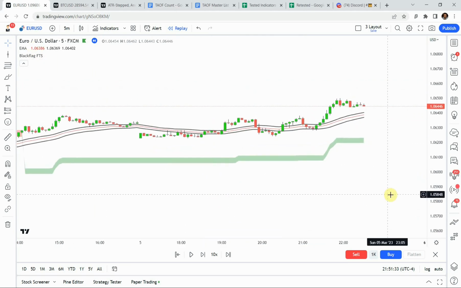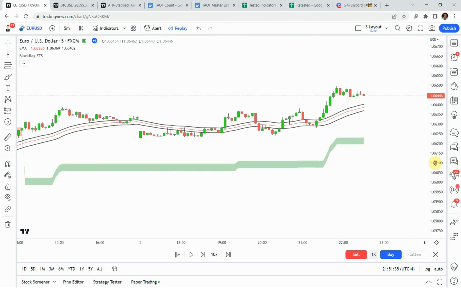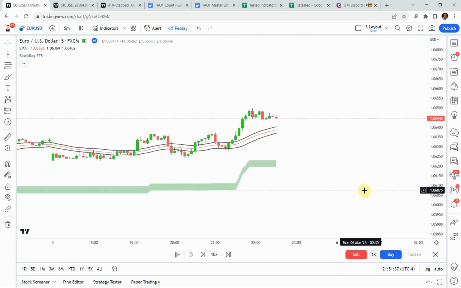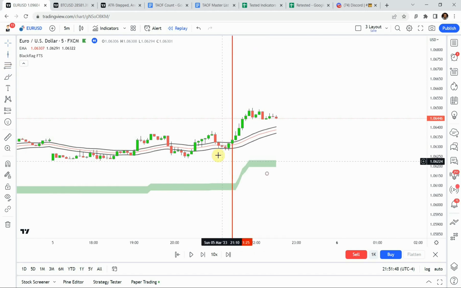We'll go ahead and move it forward here just a little bit so that way we can take a look at a long signal. So you can see here we have that green coloration and the black flag indicator. We have price pulls back to our EMA channel right there, and then it breaks out right here.